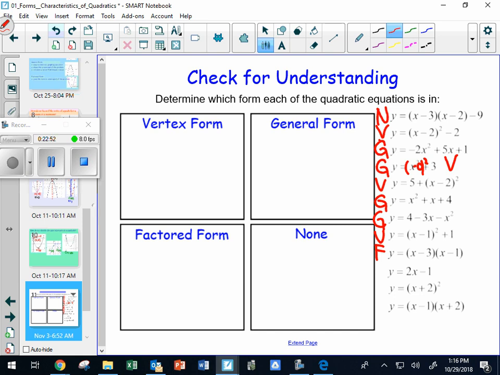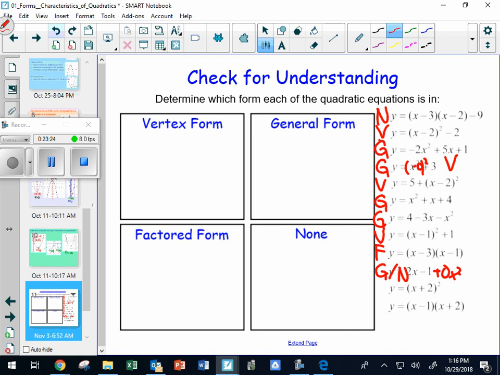Who thinks general? All right, who thinks vertex? Who thinks factored? Who thinks none? All right. For this one, I can see general because if you said plus 0x squared, I guess that kind of works. You could also technically say none for this one because it's not really quadratic, is it? Right? So this one, you can say general or you can say none.